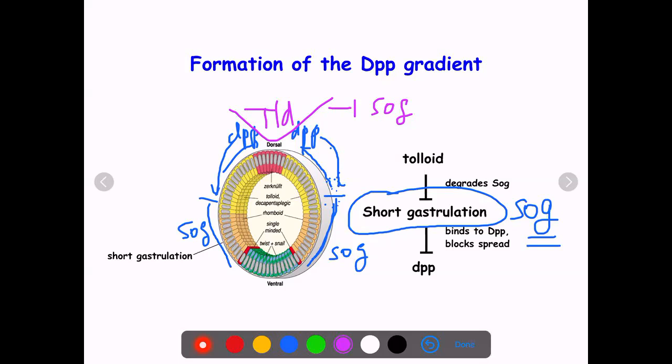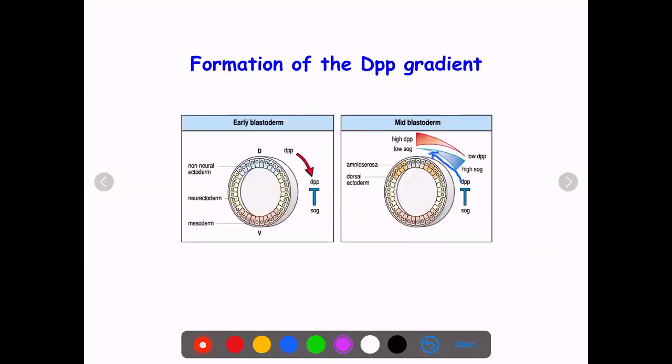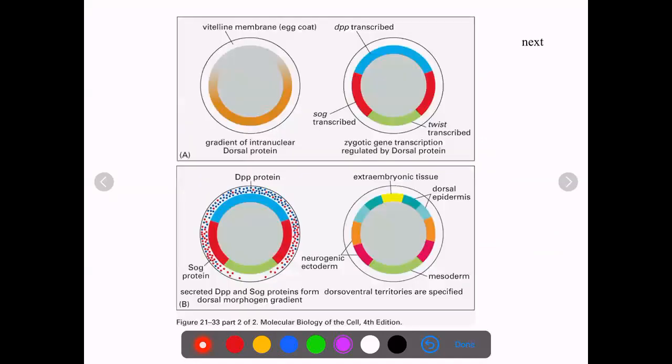Then you can ask how we can control Toll. I think Toll is somehow tethered to the eggshell or something. But other than that, it's out of my ability to figure out more. Anyway, it's kind of complicated, but this is how they can maintain the gradient of DPP.